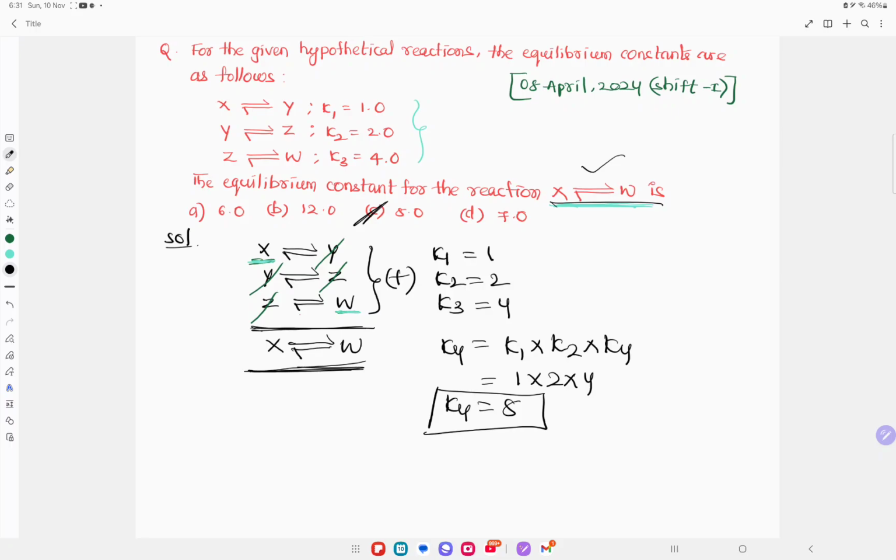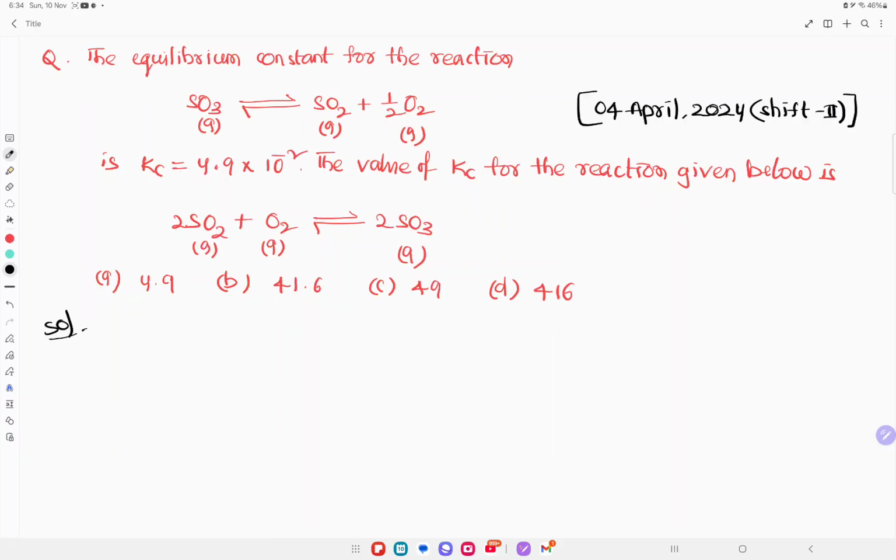Okay, next question. Question number 2: the equilibrium constant for the first reaction is given, and we are asked to calculate the equilibrium constant for this reaction. Now you need to write Kc for the second reaction from Kc1. What is the relation between the first equation and the second equation? The second equation is the reverse of the first equation, first point. So if the second equation is reversed, then what we get?